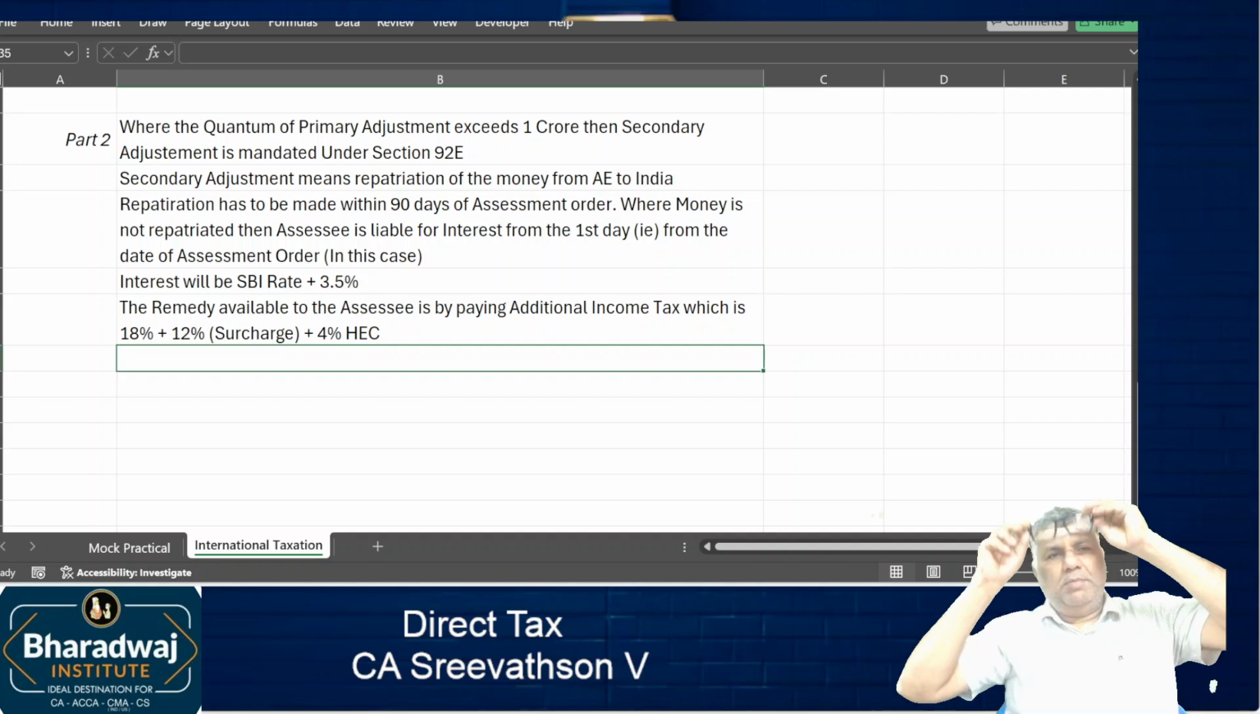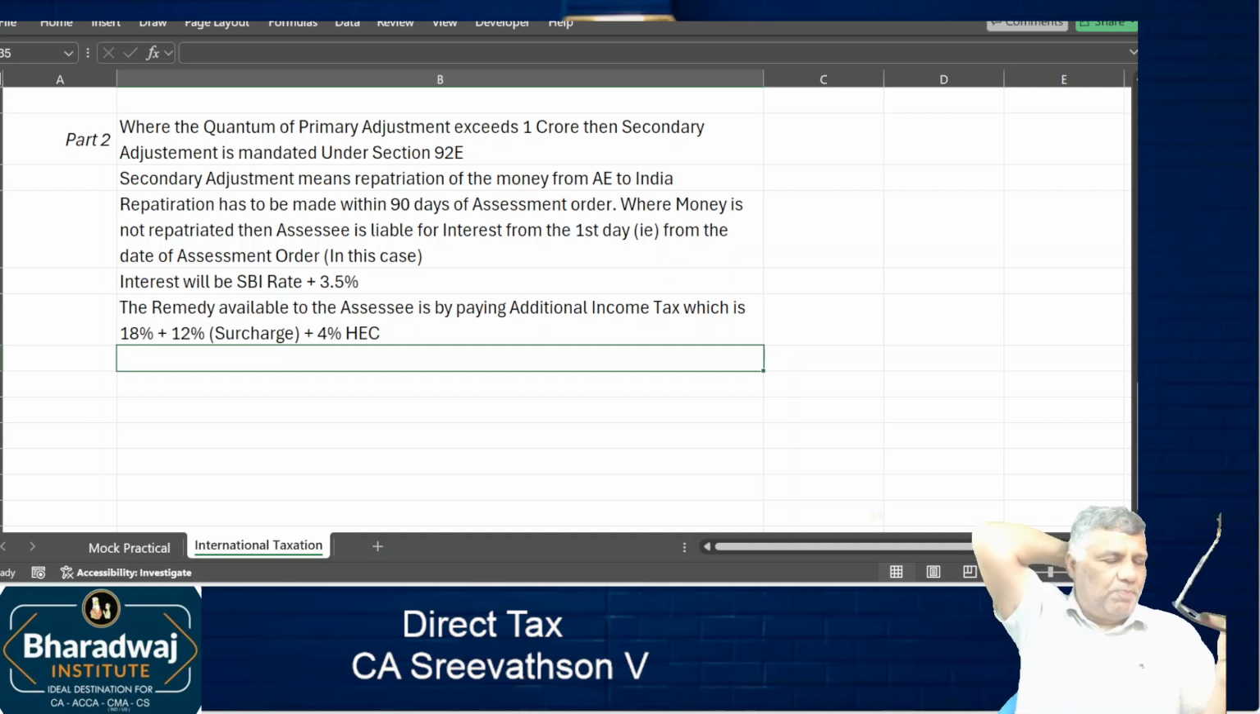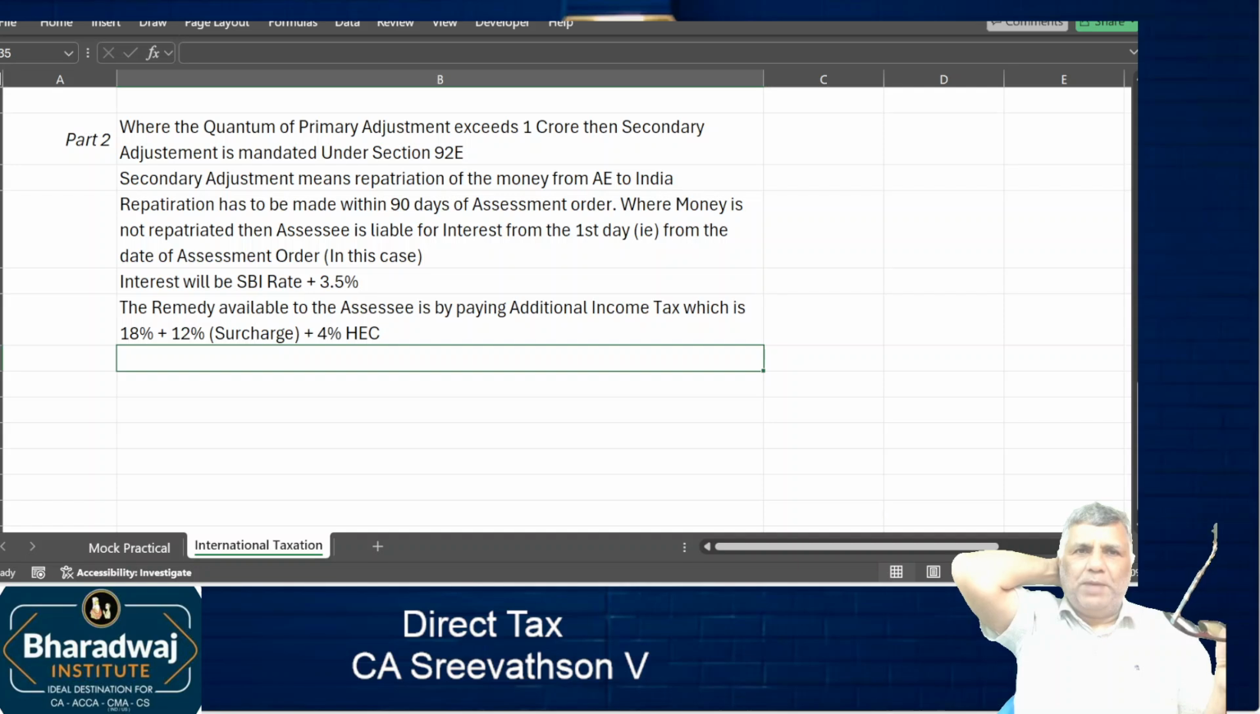The remedy available to the assessee is that the assessee can opt for payment of additional income tax, which is 18 plus 12 plus 4%.